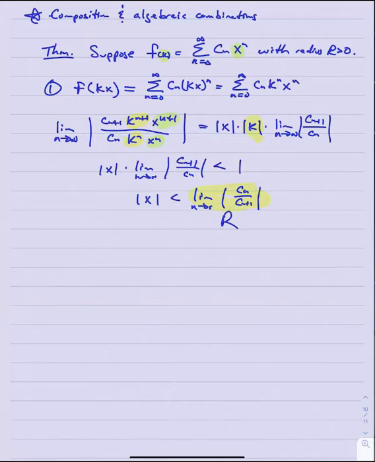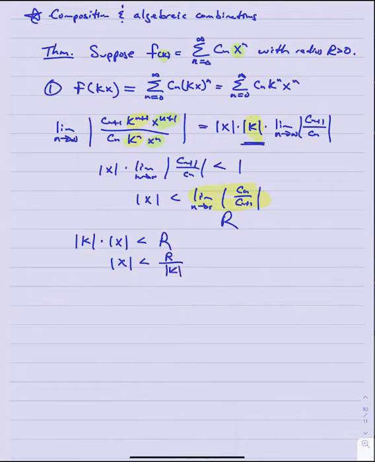Okay, what's the only difference now? Now there's this factor of k in there, which means you have the absolute value of k times the absolute value of x less than r. Well, what's x going to have to be then? It's going to have to be less than r over the absolute value of k.